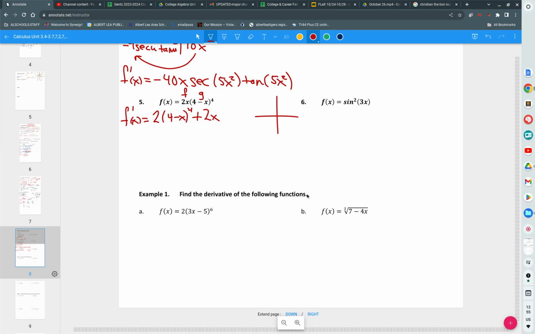How do I set it up? U to the 4th, and 4 minus x. Derivative of 4 minus x, negative 1. Derivative of u to the 4th, 4u cubed. So we get negative 4 times 4 minus x to the 3rd power. So does everybody agree this is going to be 2 times 4 minus x to the 4th power minus 8x times 4 minus x to the 3rd power?